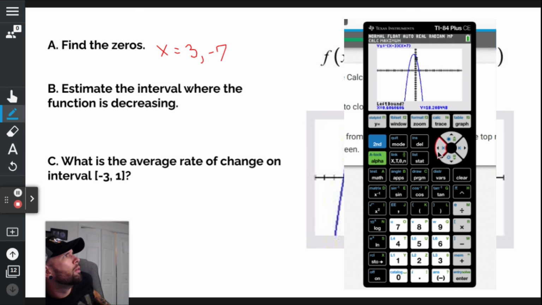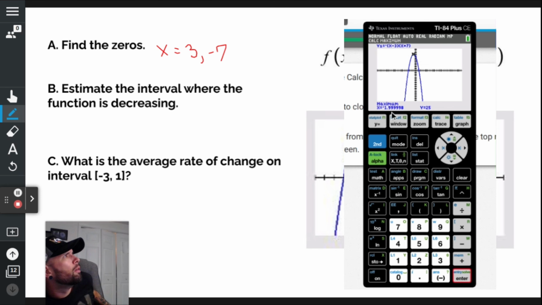So I can go down to 4 or I can hit 4. And just like I did with the zeros, I need to make sure that my cursor is to the left of my maximum. So my maximum is up here. That's where things change. So my cursor is to the left of the maximum. I hit enter. I go to the right past my maximum and then hit enter again. It shows me an interval where my maximum should be. When it says guess, always hit enter.